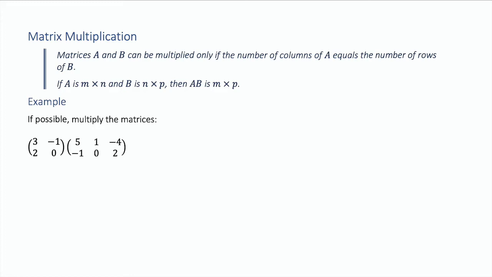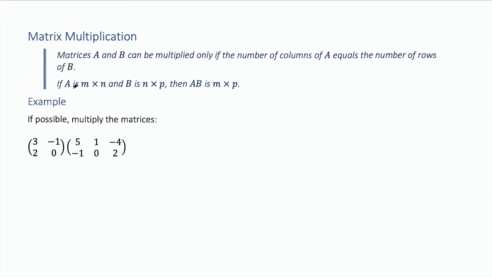Another operation that we can do with matrices is multiplication. And it turns out that matrix multiplication is not quite as straightforward as addition or subtraction. So first of all, two matrices can only be multiplied not if they have the same dimension, but if the first matrix's number of columns is the same as the number of rows for the second matrix.